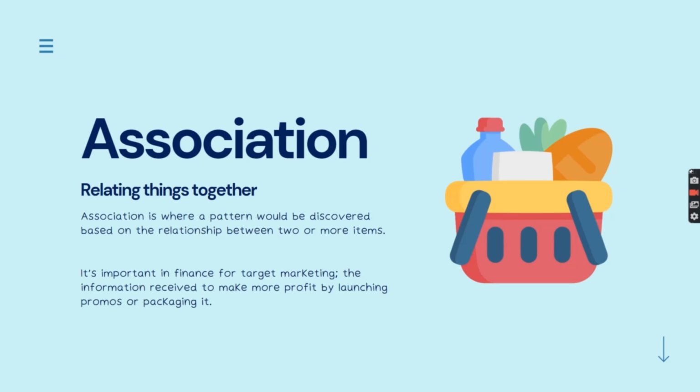Third would be association. Association is where a pattern is discovered based on the relationship between 2 items. For example, groceries use association to show what customers frequently buy together, such as diapers usually being bought together with infant milk, or peanut butter with bread. It's important in finance because groceries could then use the information to make profit by launching promos or packaging the 2 things together.